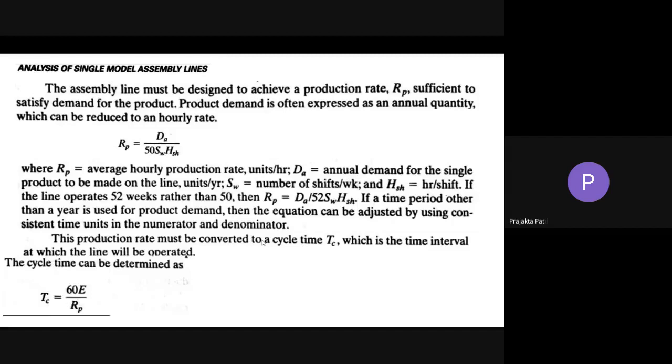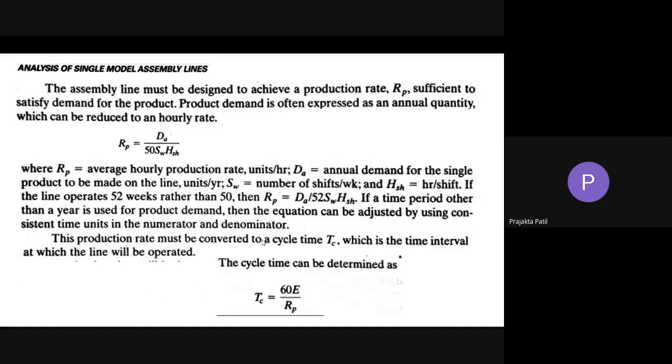So before that, we have the cycle time. It can be determined by TC. Just write down this equation. Cycle time is given by 60 into E upon RP. So we know what E is. It is line efficiency, and RP is the production rate. TC is the cycle time.